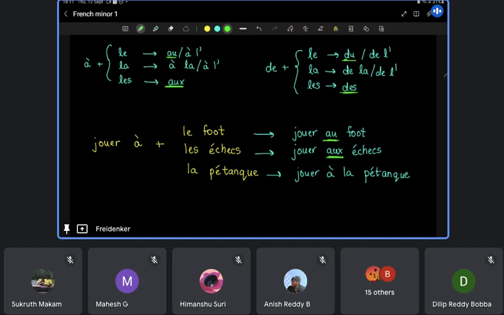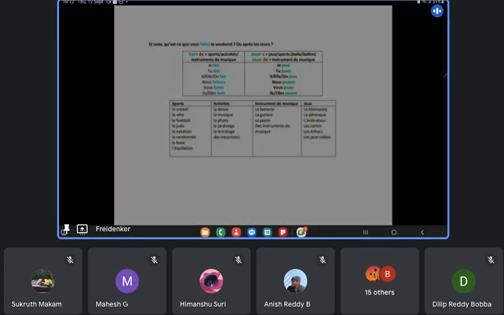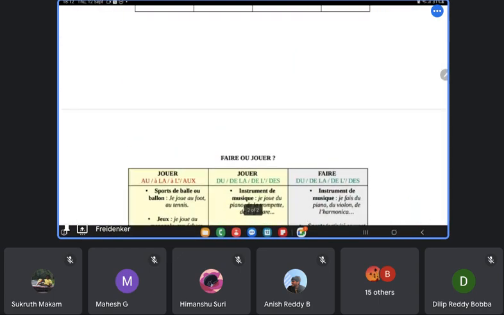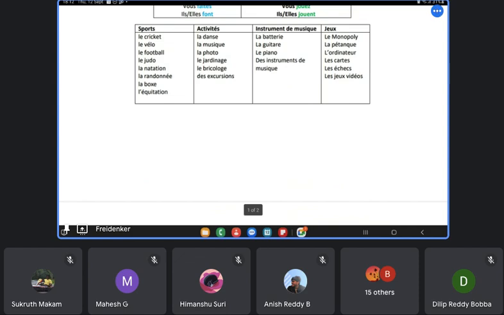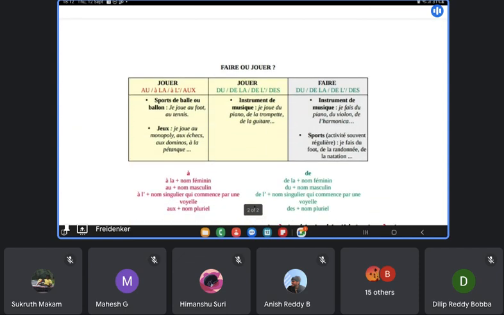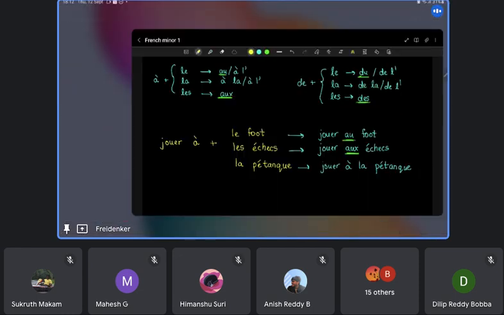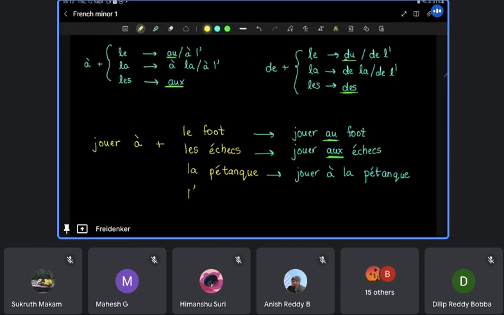What if there is something beginning with a vowel? Yes, I think there was some. There was l'équitation, but is there any other thing? L'équitation. Or let's say something exists with an L apostrophe. Then it will remain as it is. It will remain jouer à l'apostrophe and whatever. It's not going to change. The fusion occurs only with le and les.